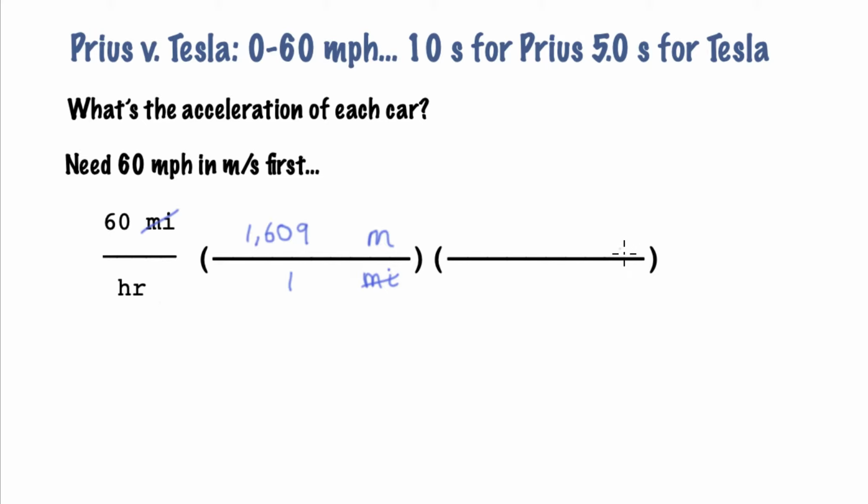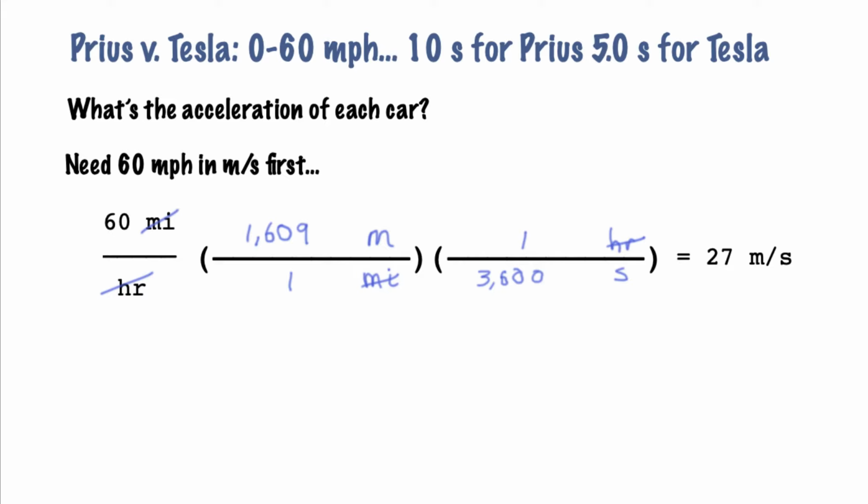If we stop there, we would have the speed in meters per hour. But we want to get the hours to seconds. So we need a factor that goes from hours to seconds, but this way around, because we want the hours in the denominator of the given quantity to result in seconds. We want 1 hour is equal to 3,600 seconds. You would take 60, multiply it by 1,609, divide it by 3,600, and you're going to end up with the final velocity in meters per second. I get 27 meters per second.